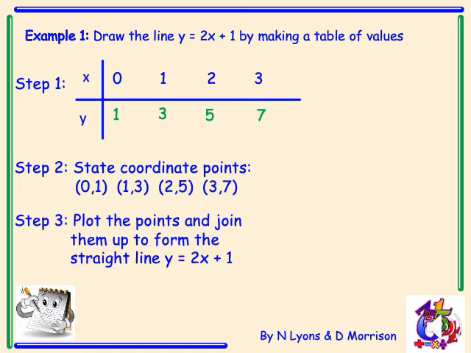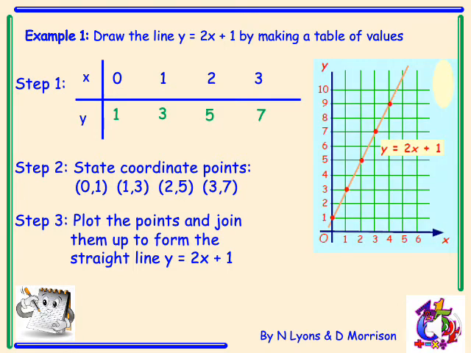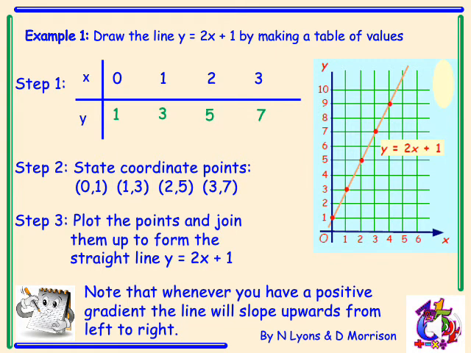And step 3 is finally to plot these points and join them up to create a straight line y equals 2x plus 1. So here you can see our graph clearly drawn, points plotted using a ruler. So please note that whenever you have a positive gradient, the line will slope upwards from left to right.